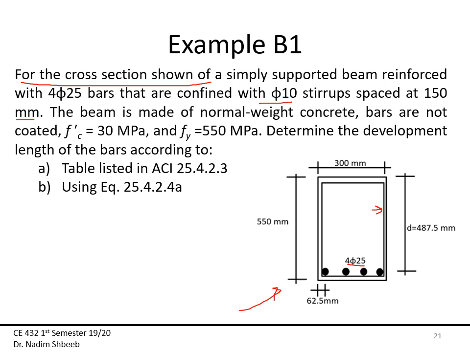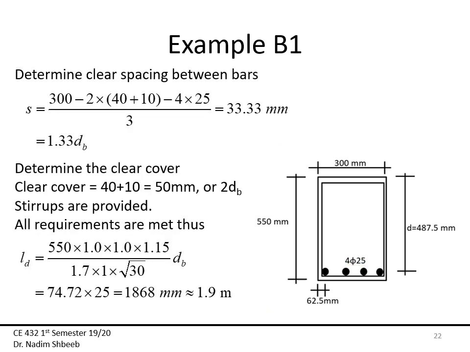The beam is made from normal weight concrete, bars are not coated, f'c is 30 megapascal, Fy here is 550. He wants the development length according to the table and the equation. Okay, so I'm going to use both to show you the differences between the two. All right, so let's start with the table.